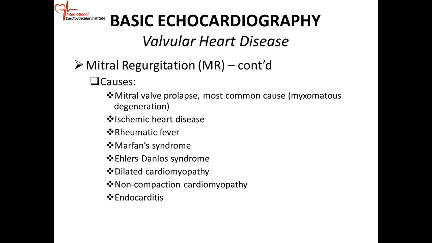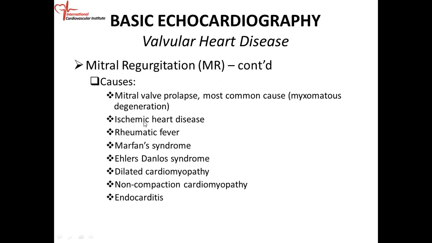With mitral valve prolapse, if the anterior leaflet is prolapsing, then the mitral regurgitant jet will be directed posteriorly. And if the posterior leaflet is prolapsing, the jet will be directed anteriorly. Okay? And that's different if you have an ischemic mitral regurgitation. All right, so that's mitral valve prolapse, the most common cause.